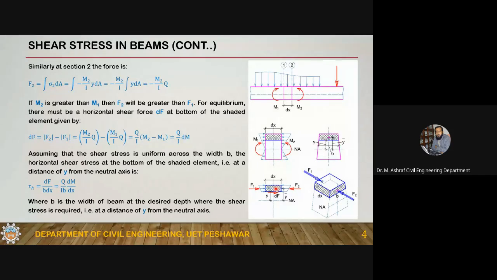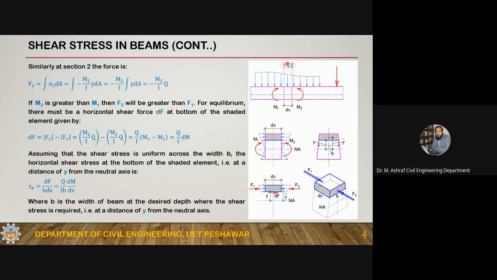Okay, so F1 and F2, since they are not equal to each other, there must be an equilibrium force applied at the base of this element, which is dF. And dF is equal to F2 absolute, but because I want to get rid of the sign, F2 absolute minus F1 absolute. So plug in the values of F2 and F1, and you will get Q over I, M2 minus M1.